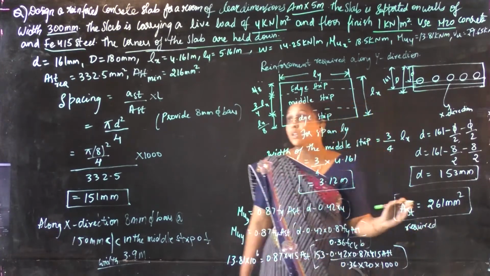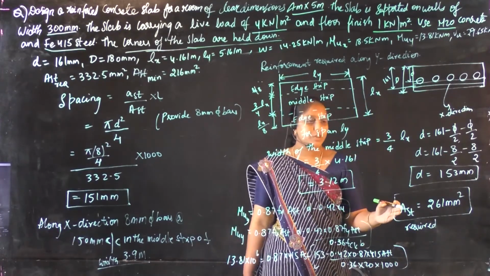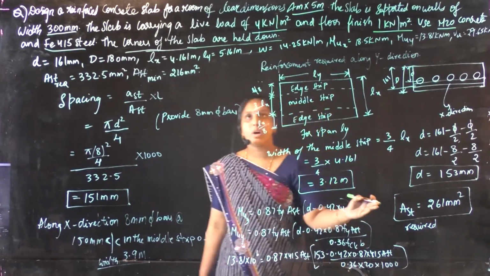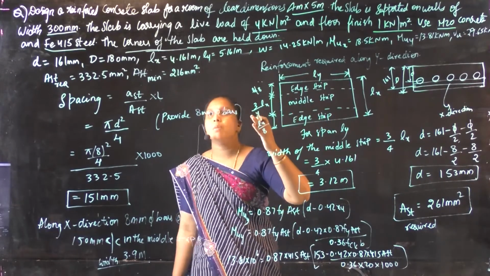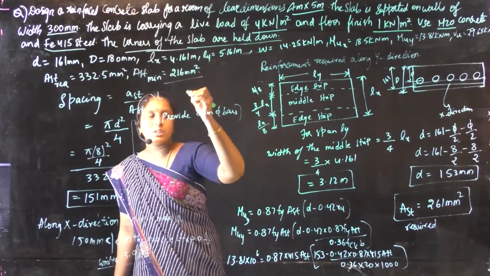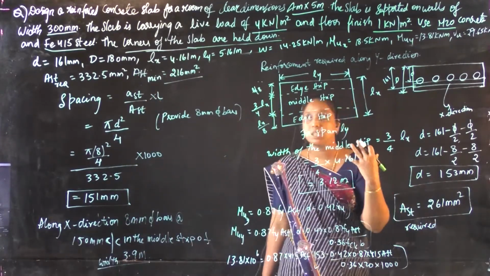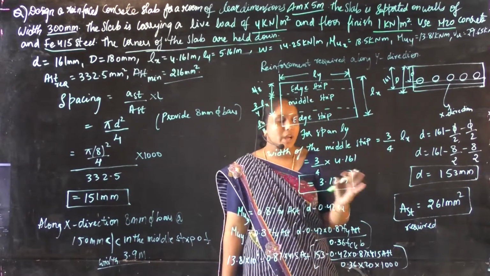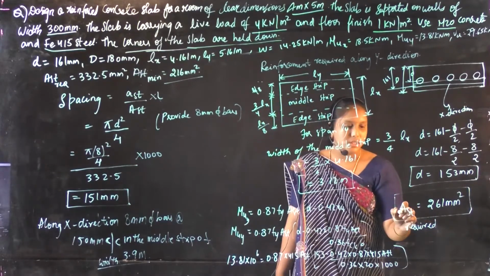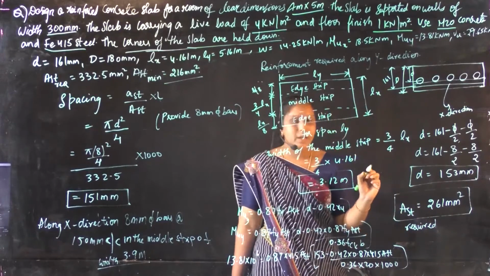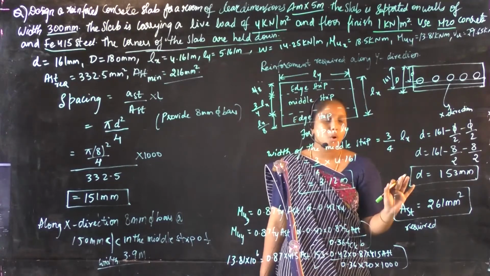Now what we have to do? We have to check for the minimum AST. What is the minimum AST? The minimum AST we have calculated is 216 mm square, and here we have got it as 261 mm square, which is more than the minimum AST. Hence the required AST is okay.